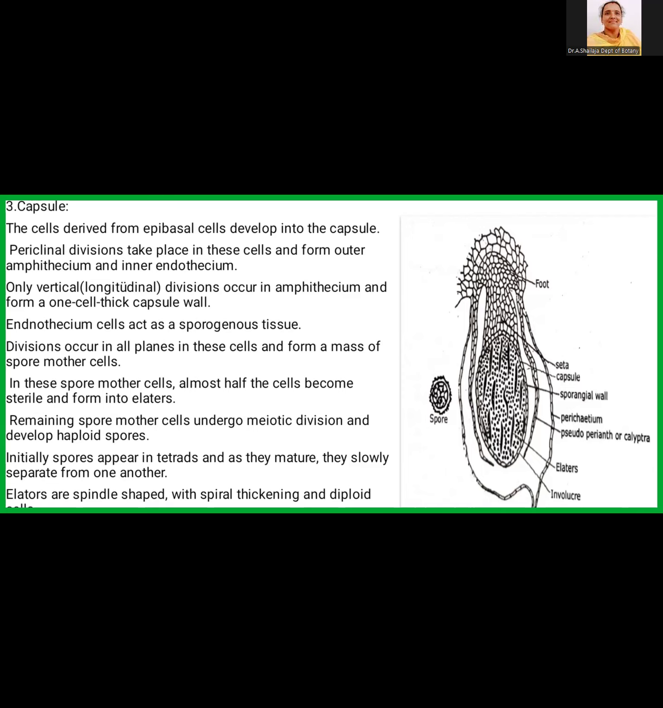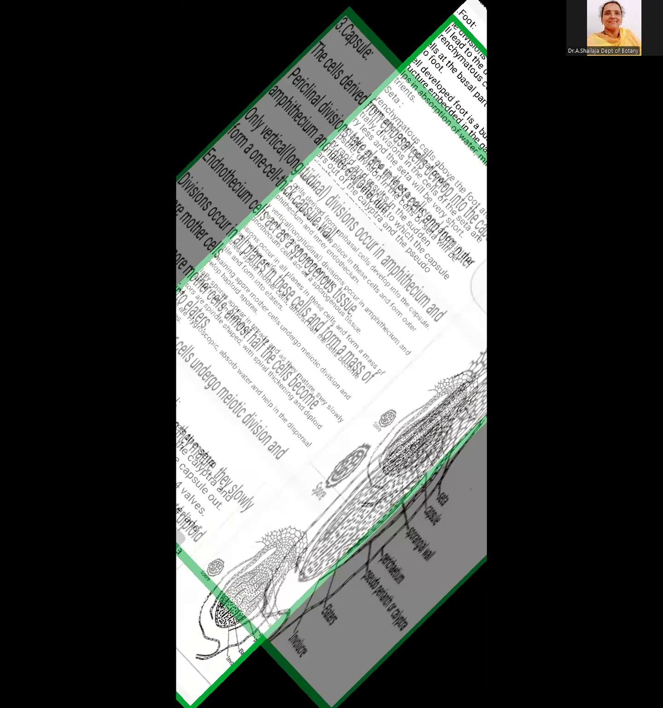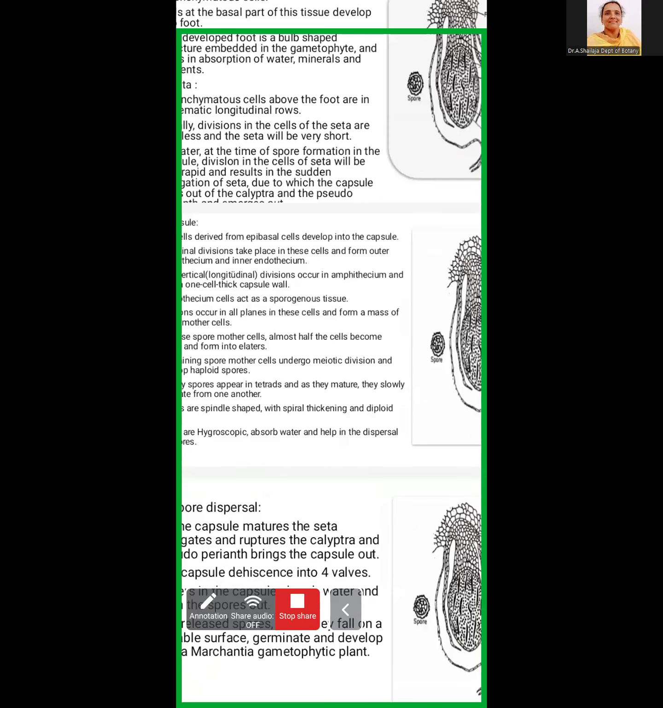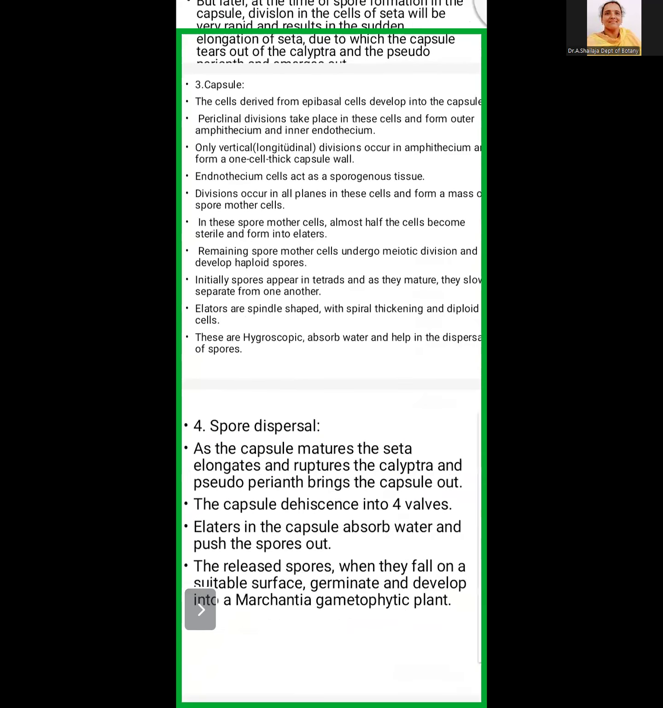This is the sporophyte structure. Okay, elaters are very important in the sporophyte structure. These are hygroscopic in nature, spindle-shaped structures with spiral thickenings and diploid cells. Remember that. And the next one is the spore dispersal.